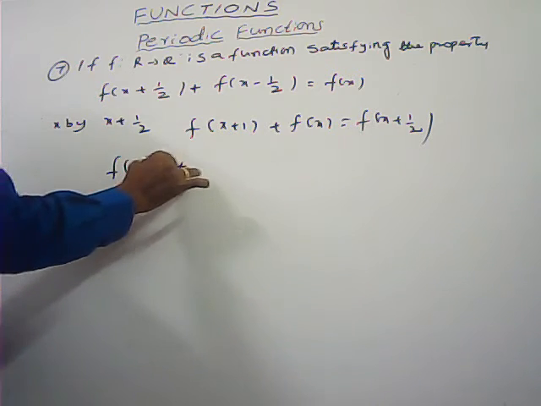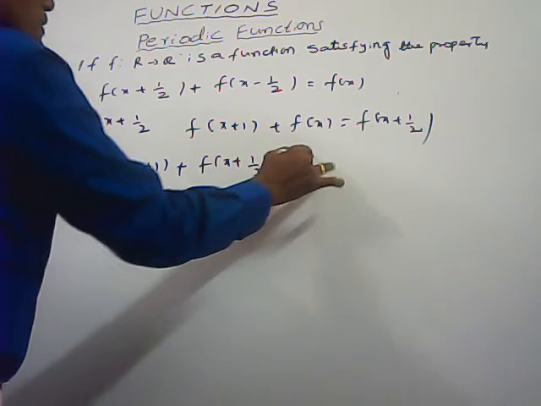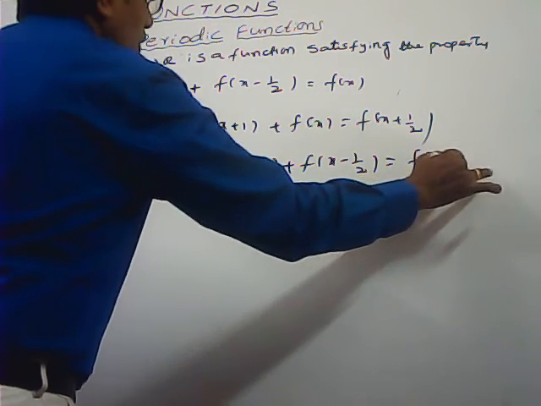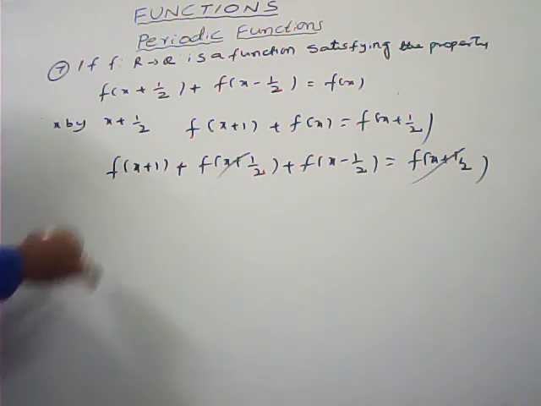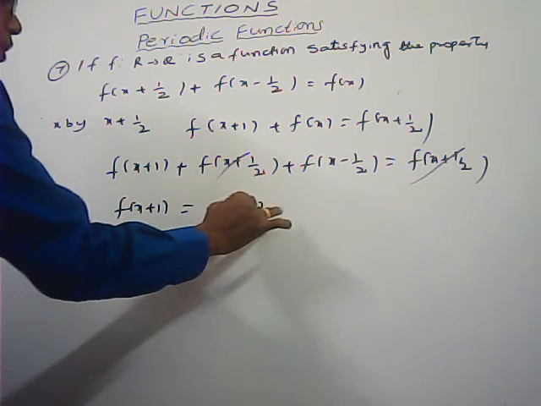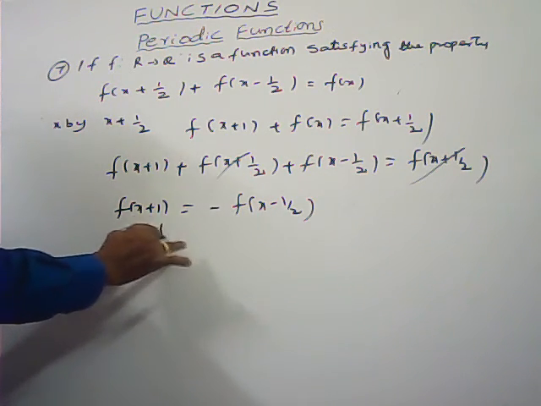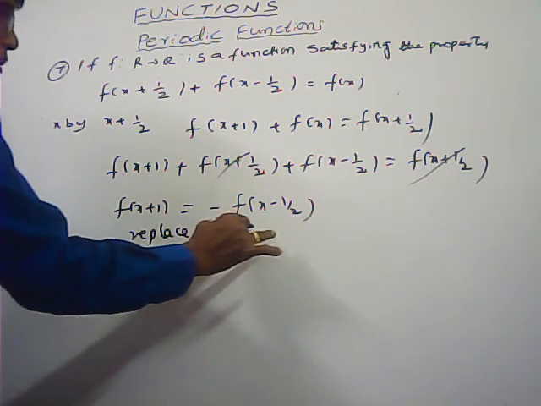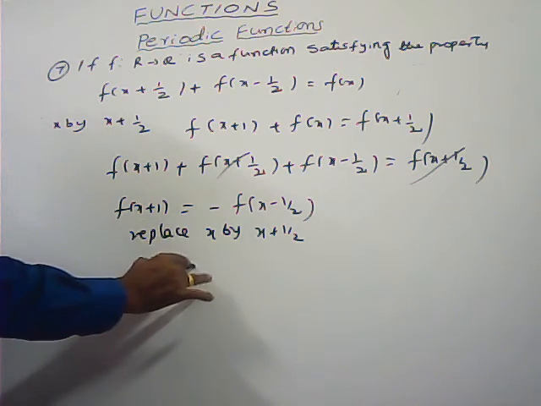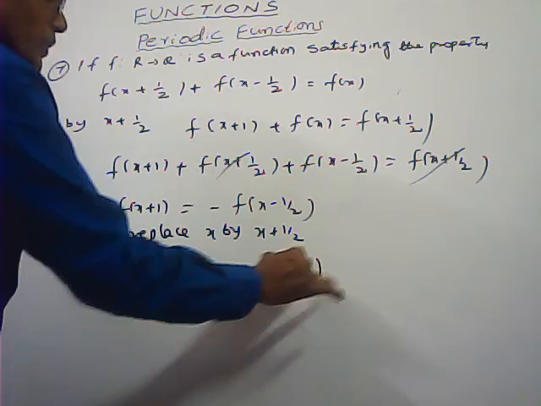f of x plus 1, in the place of f of x I am writing this one, f of x plus 1 by 2 plus f of x minus 1 by 2, is equal to f of x plus 1 by 2. Now these two get cancelled. Now f of x plus 1, this one you can transpose that side, minus f of x minus 1 by 2. To get f of x, here I have to replace x by x plus 1 by 2. f of x plus 1 by 2 plus 1, that is 3 by 2, minus f of x plus 1 by 2 minus 1 by 2, that is f of x only.